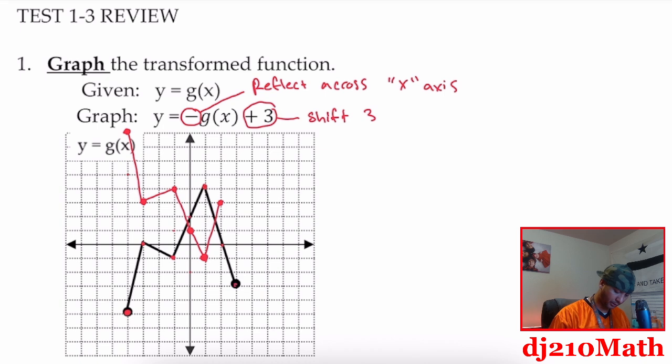And then the last point. This gets reflected up. So 1, 2, 3. And then it gets reflected and then shifted up. 1, 2, 3. All right. So there it is. In red is the graph reflected and then shifted up 3. So it's flipped and then shifted up 3.